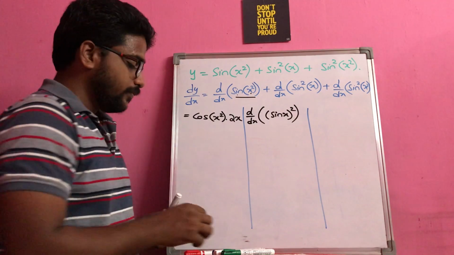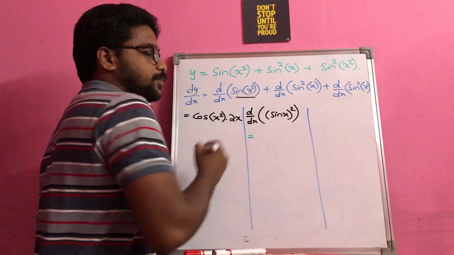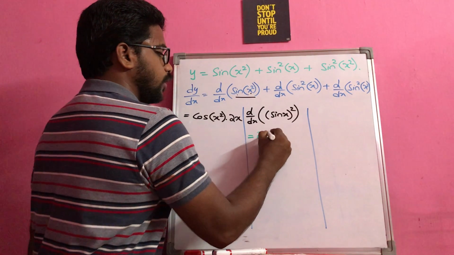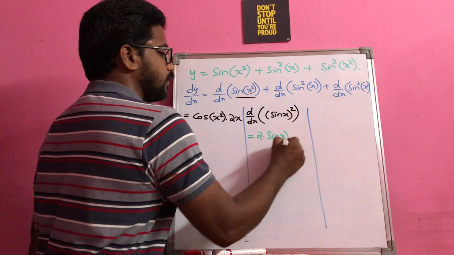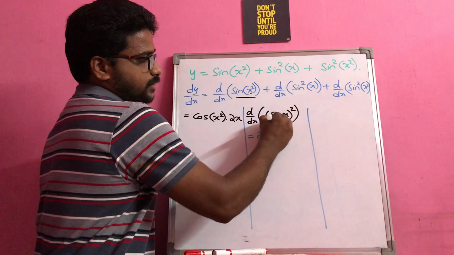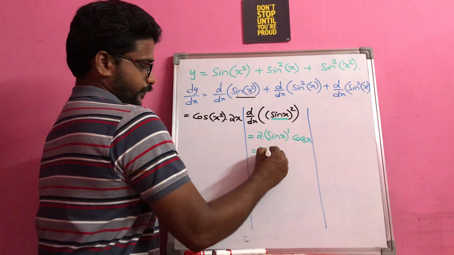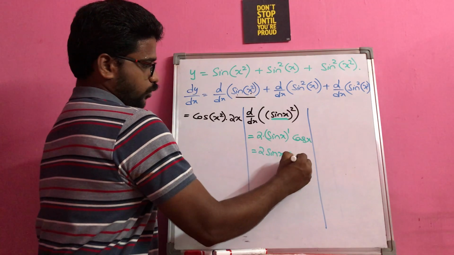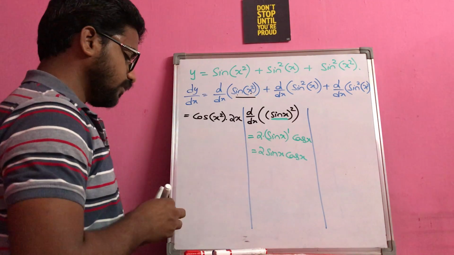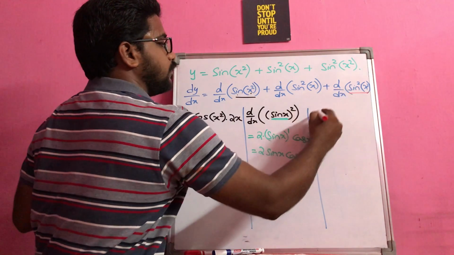the sin x function. So if I apply differentiation here, I have to use the x power n formula, so n into x power n minus 1. But this is not x. So inner derivative for that will become cos x. 2 sin x cos x. Now come to the last part. d by dx of sine square of x square.